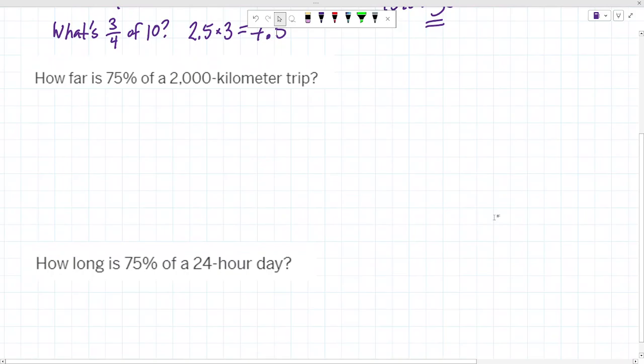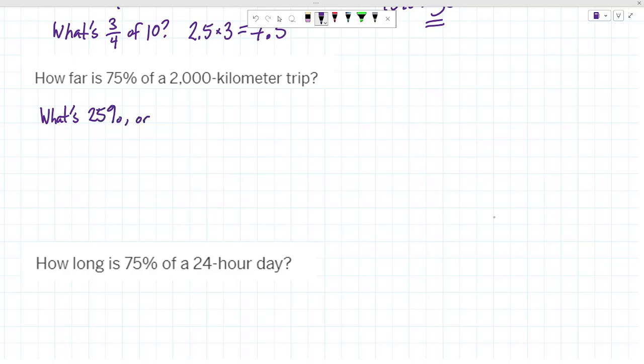Now let's look at the road trip problem. How far is 75% of a 2,000 kilometer trip? So first let's find out what's 25%, or 1/4. And this one's going to require some side work. So let's go ahead and do the long division. So let's do 2,000 divided by 4. You might be able to use mental math for this one, and that's fine. I'm just going to show the long division so we can get a little bit of practice.